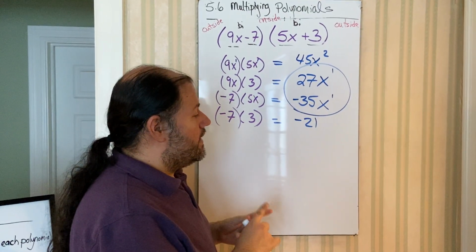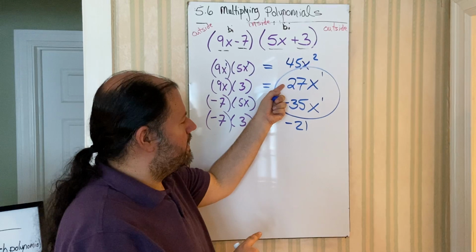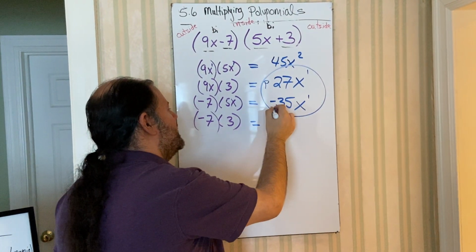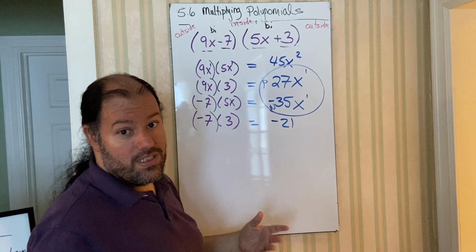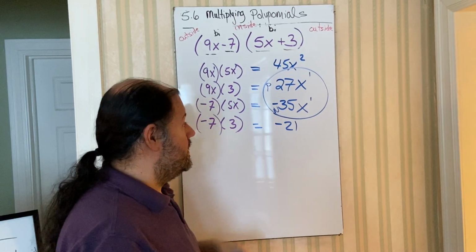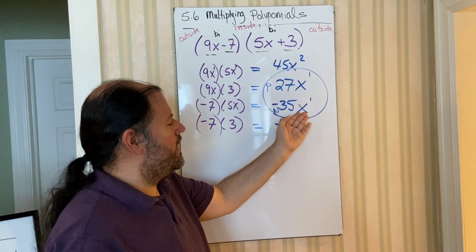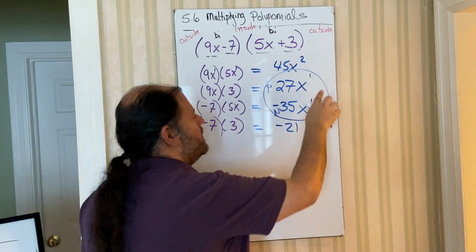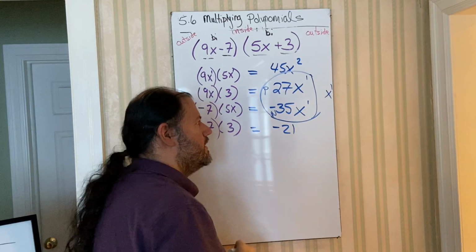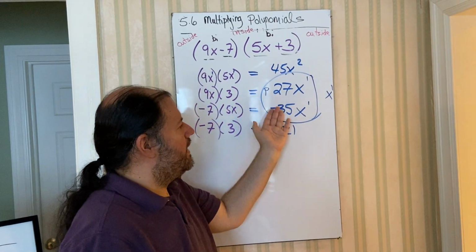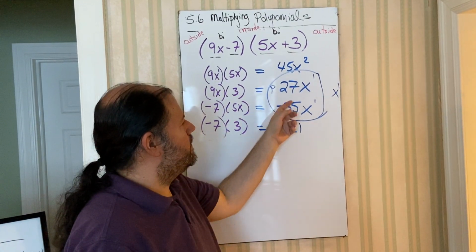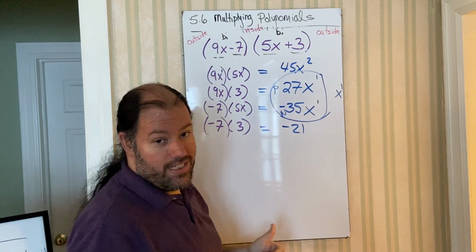Now that I know that these are like terms, we know that this is a positive. This is a negative. When you have a positive and a negative, we know that we're going to have to subtract. We keep the same variable part, x to the first, x to the first. I know that if I combine these together, it's going to still stay x to the first. But 27 and a negative 35, do the math. You know that this is going to be a difference of 8.